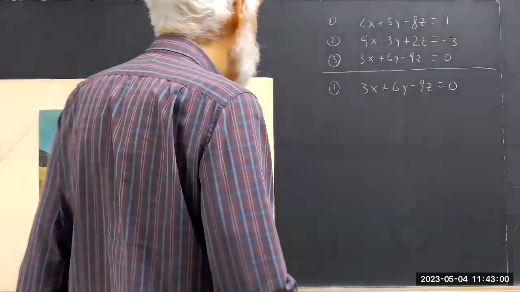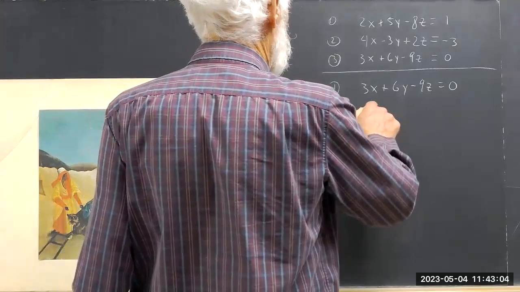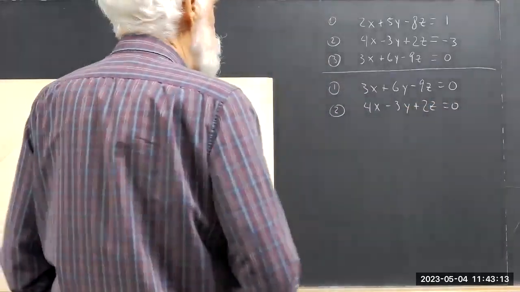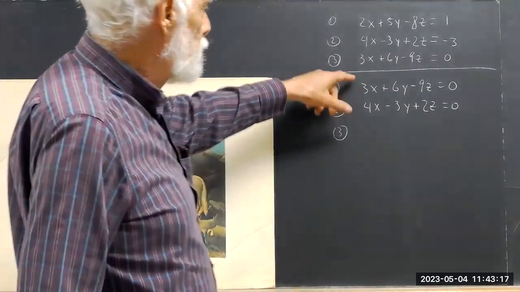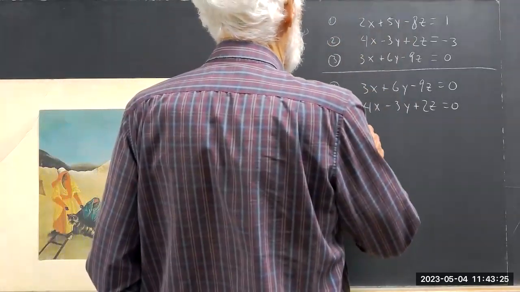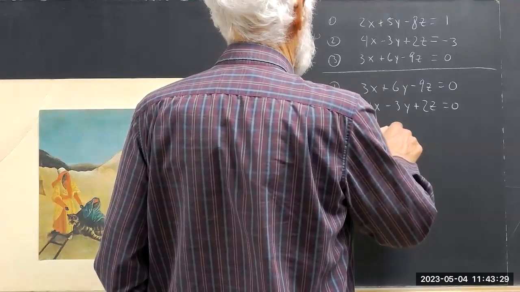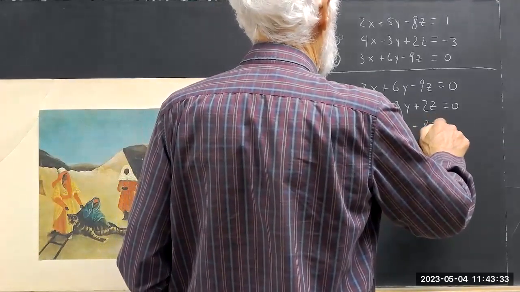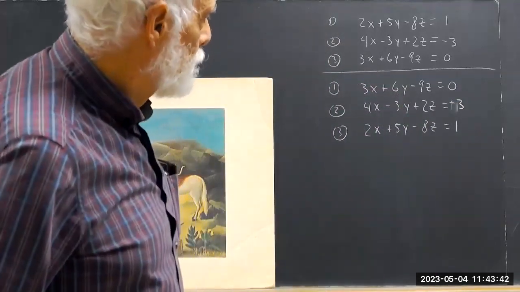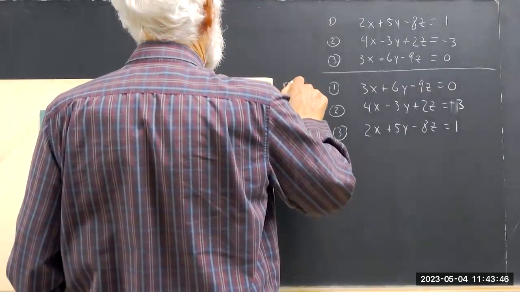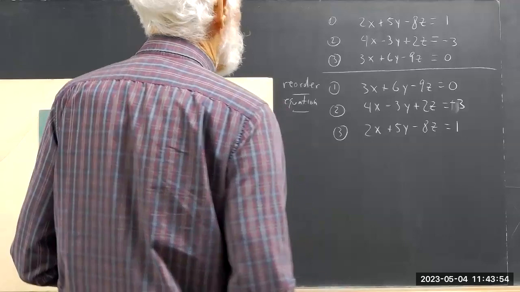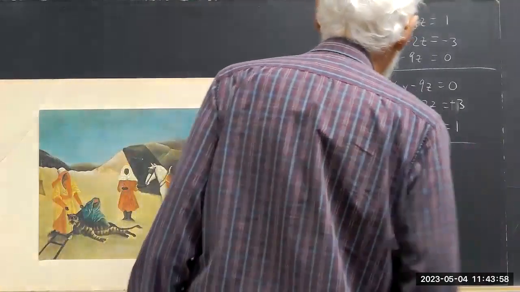Again, I don't have to do that. Then the second equation is going to be the other equation that I'm going to use to eliminate y, at least in my first step. And then the third equation, I'm going to write down what was my first equation. So, reorder. Now, I'll write the system one more time.